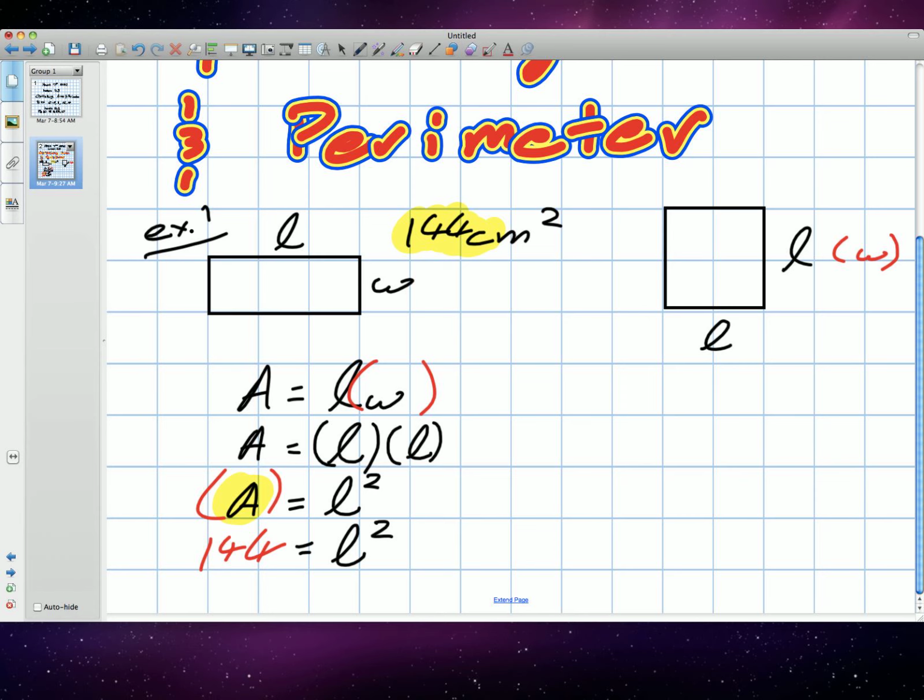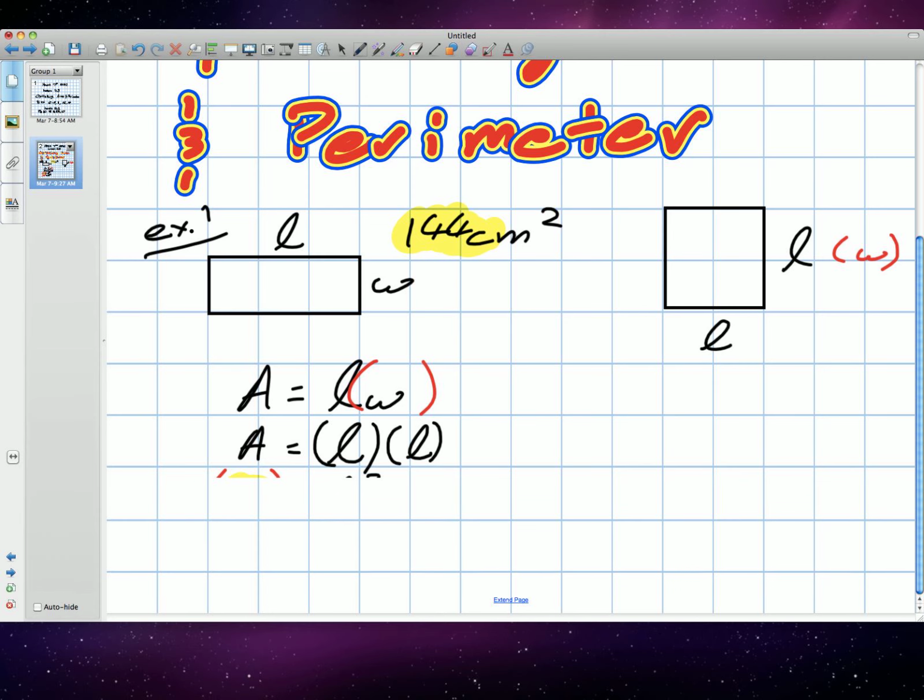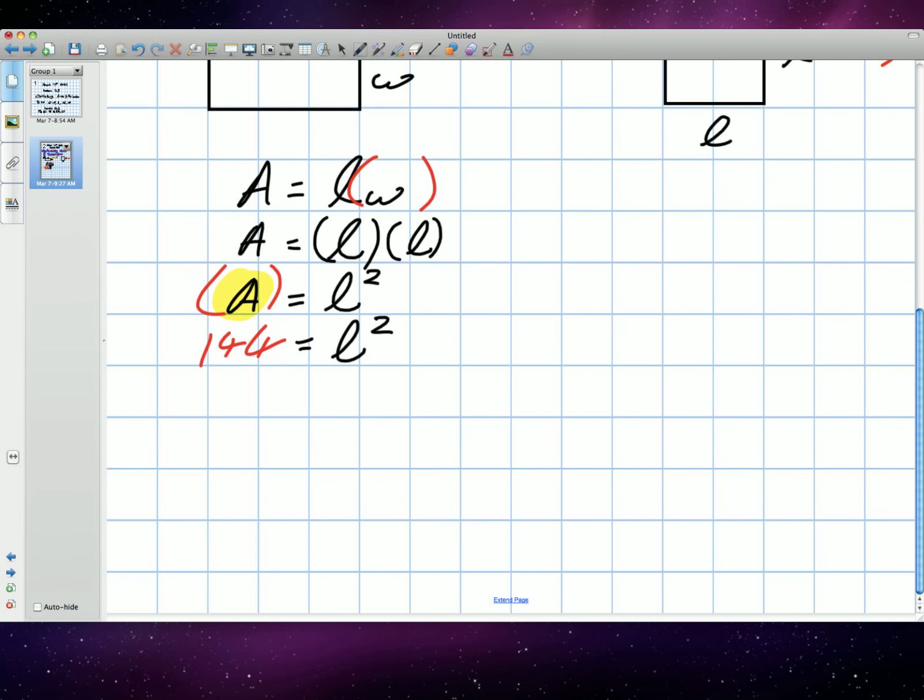Now I got to isolate L. How do I get L by itself? What do I do to both sides of this equation? Square root. Good. I need to find the square root of 144 and the square root technically of L squared. Now what happens on this side is because they're opposite operations, the square root and the square cancel each other out. We just have L. And L is equal, what is it? Square root of 144? Perfect.